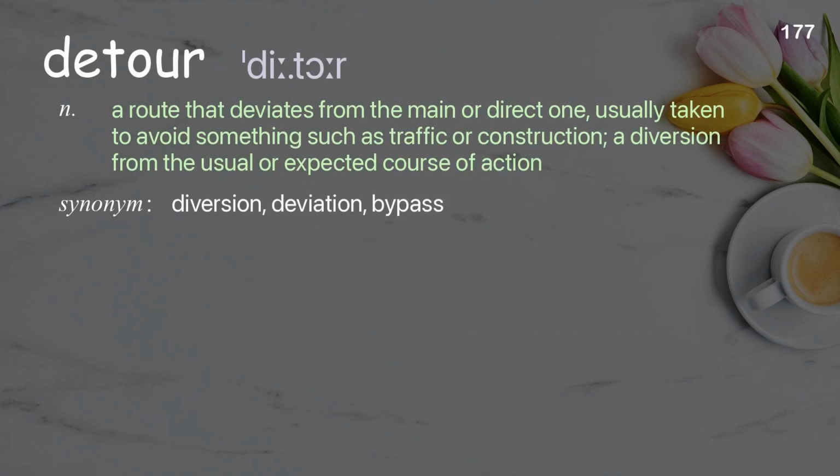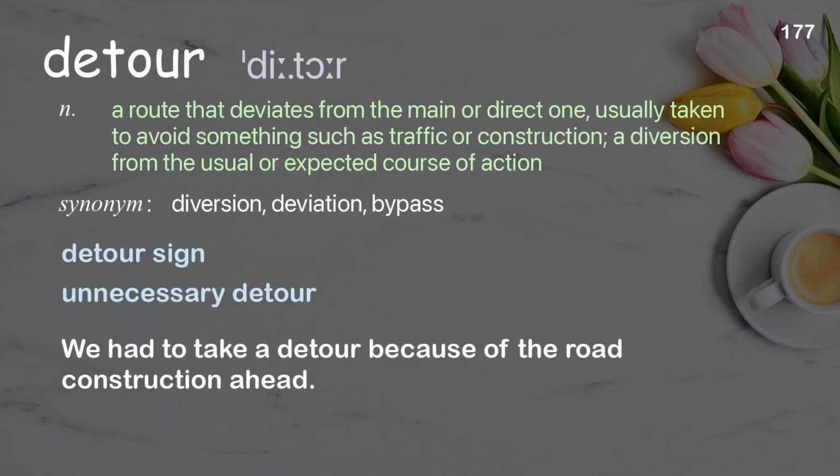Detour. A route that deviates from the main or direct one, usually taken to avoid something such as traffic or construction, a diversion from the usual or expected course of action. Examples: Detour sign. Unnecessary detour. We had to take a detour because of the road construction ahead.